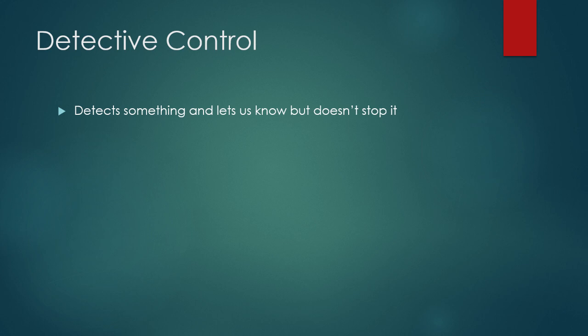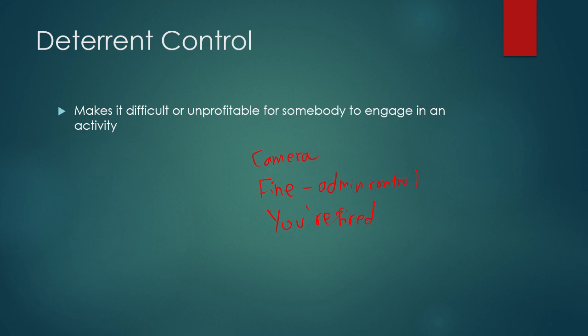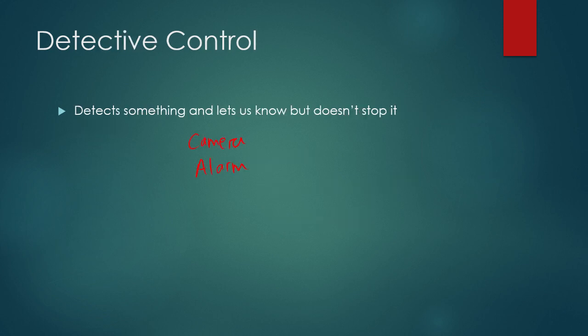We also have detective controls. Detective controls don't prevent stuff, but they do tell us when something is happening so we can respond. And a security camera or an alarm system are detective controls, but they can also be deterrent controls, because if you know that there's an alarm or camera, you're less likely to break in. But at the same time, if you do break in, we're going to catch you.